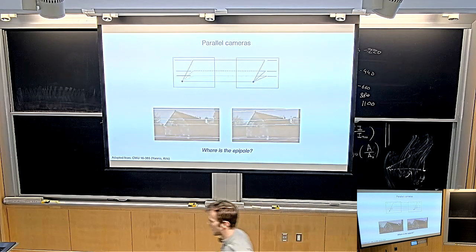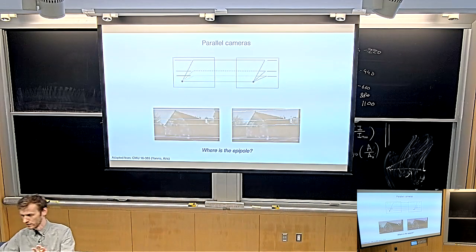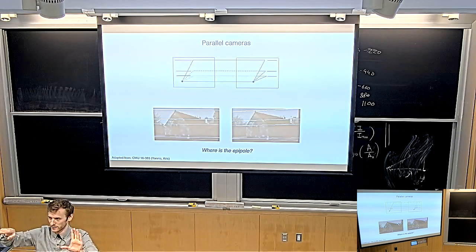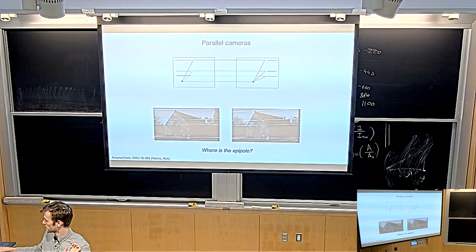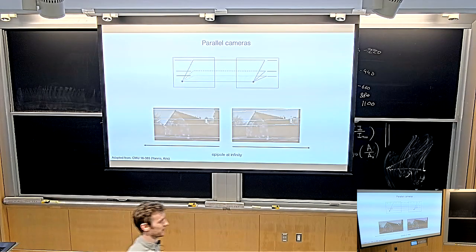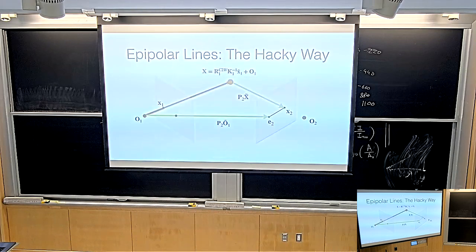Okay, you have parallel cameras. Then you can imagine that the rays are going like that. If you project them onto the other plane, the rays will be exactly parallel to the image plane. So in this case, the epipole will just lie at infinity. So the epipole can't really be found. Okay, just for some intuition.